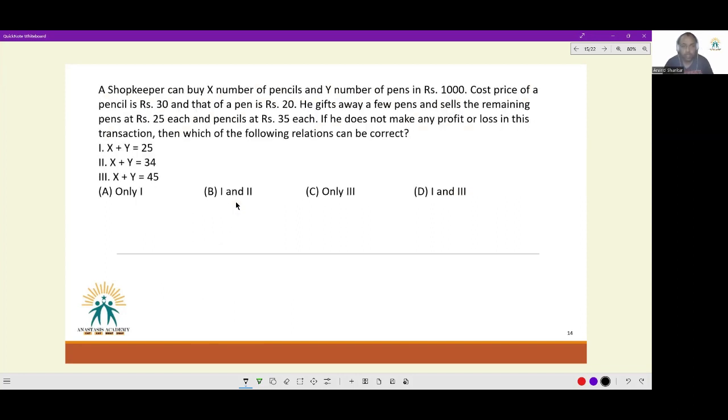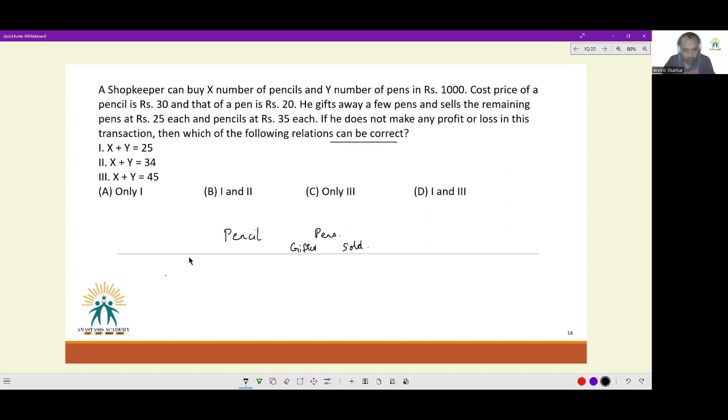Next. A shopkeeper can buy X number of pencils and Y number of pens in 1,000 rupees. The cost price of a pencil is 30 and that of a pen is 20. He gifts away a few pens and sells the remaining pens at 25 each and pencils at 35 each. If he does not make any profit or loss in this transaction, then which of the following relations can be correct? Okay. See what has to happen here. Pencils and pens. But all pens are not being treated the same. Some are gifted, some are sold.